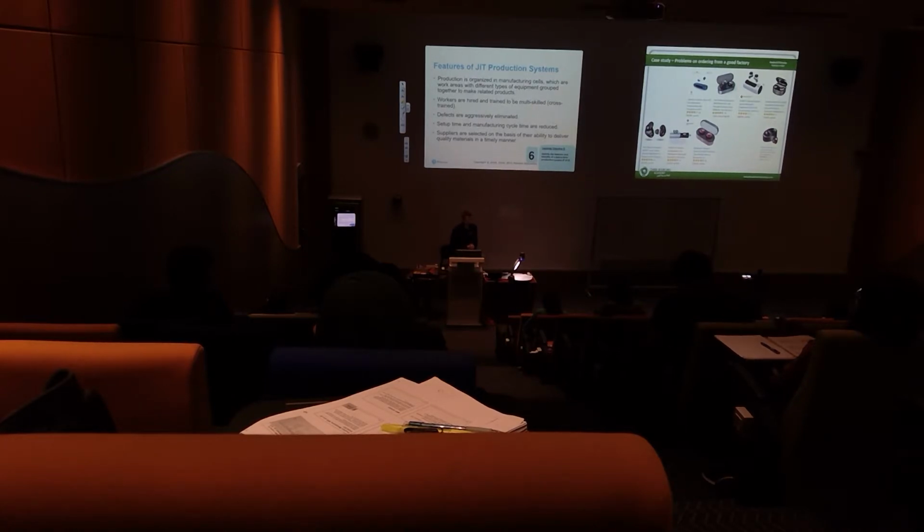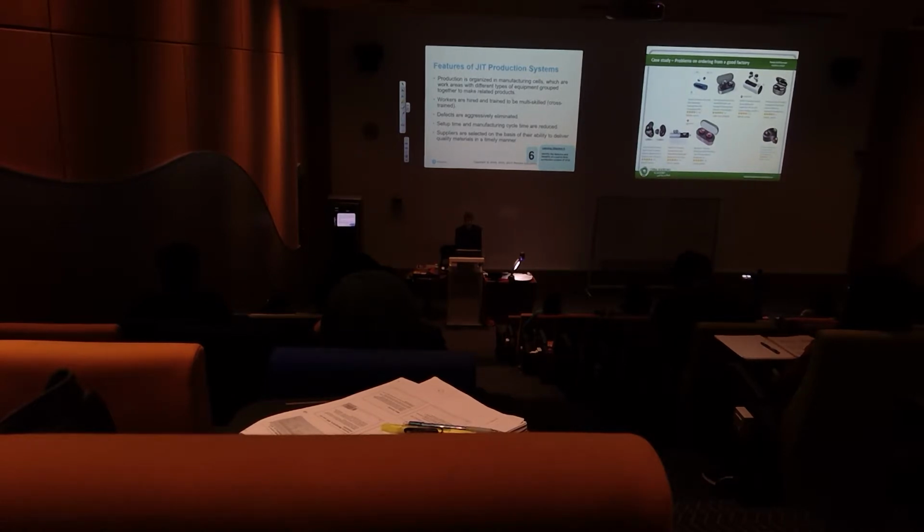So we go to, finally, just before our break, the features of just-in-time production systems. Number one, production is organised in manufacturing cells. So in other words, they're sort of like islands, they're work areas. You saw that in the hoverboard manufacturing system I showed you, where one worker just does one little part and then it rolls on to the next worker and they do a little part. Workers are hired and trained to be multi-skilled. Defects are eliminated. Again, we're focusing on quality.